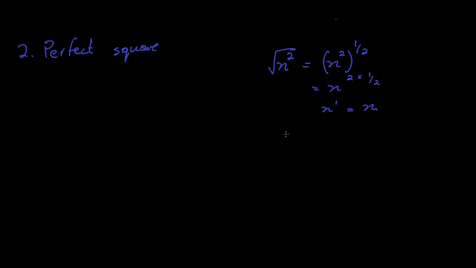Okay, so now when we get into numbers, a number like 4 is also considered a perfect square, because if you break down 4, it's 2 to the power 2. If you put it under a square root, it's going to give you a whole number, 2 to the power 2 multiplied by 1 over 2, which is 2 to the power 1 and is equal to 2. So 4 is a perfect square.